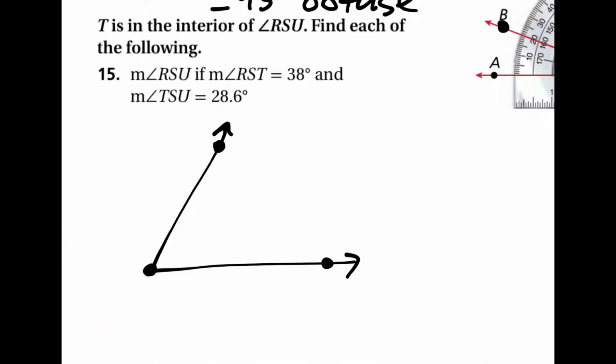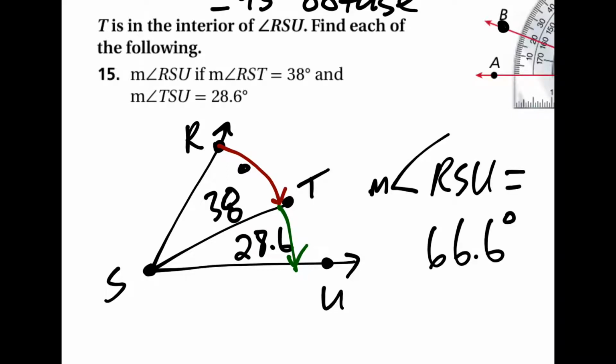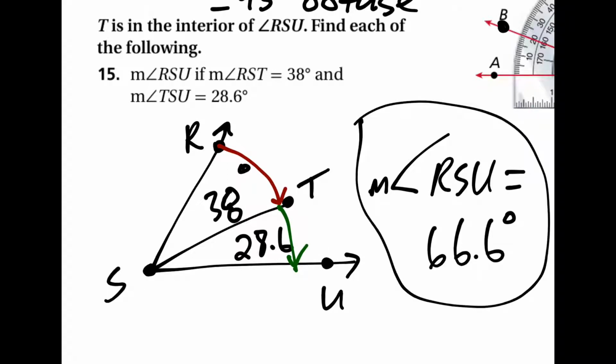For 15, we start with this idea that T is in the interior of angle RSU. So we just draw any angle, call it RSU, and T is in the interior, so between, on the inside, rather than the exterior. And we can label these accordingly. We want to figure out if RST is 38 degrees, and the measure of TSU is 28.6. So really all we're doing is adding together these two angles to find the larger one. And when we do so, the measure of angle RSU is 66.6 degrees.